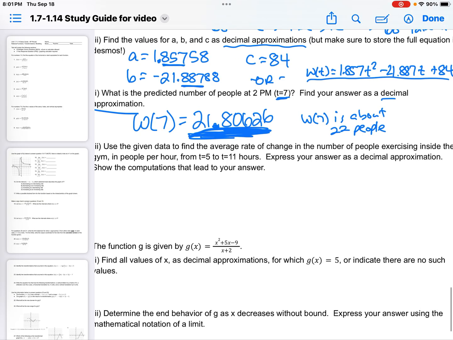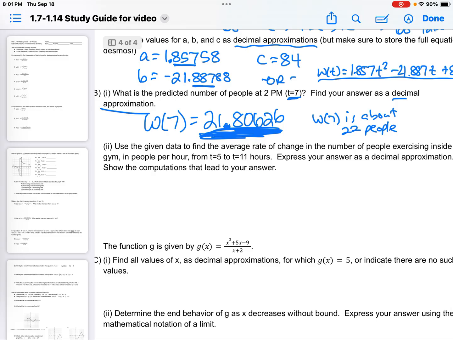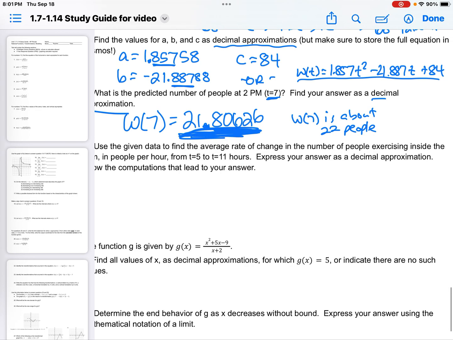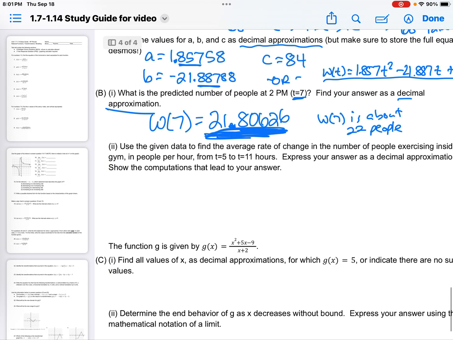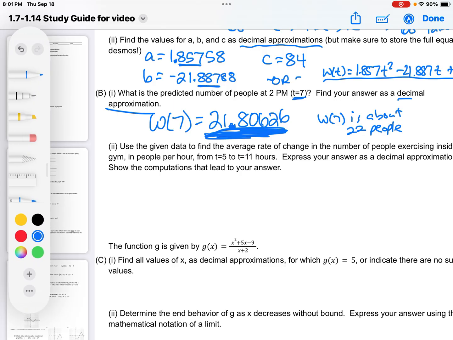Okay, so now we're going to look at the next part. It says, use the given data to find the average rate of change in the number of people exercising inside the gym in people per hour from t equals 5 to t equals 11 hours. Express your answer as a decimal approximation. Show the computations that lead to your answer.